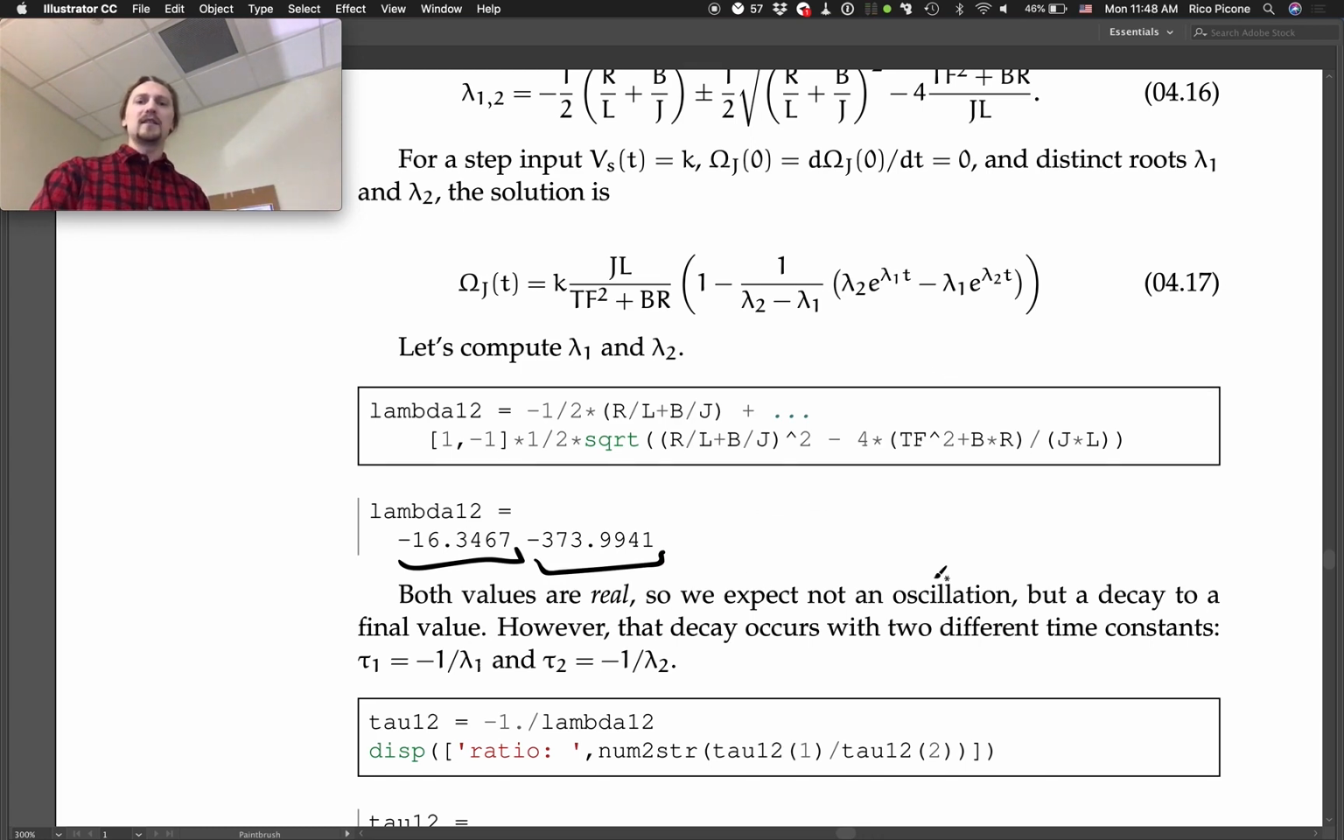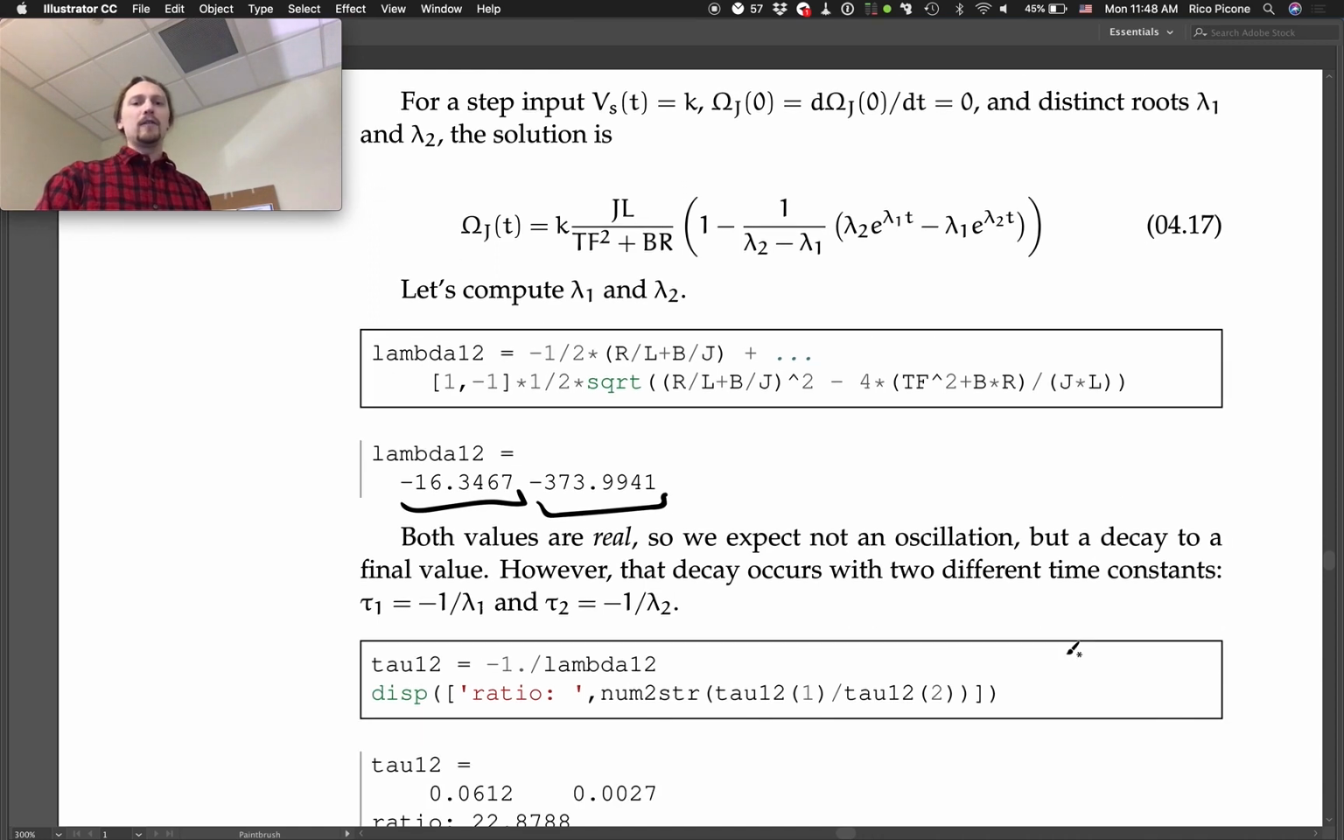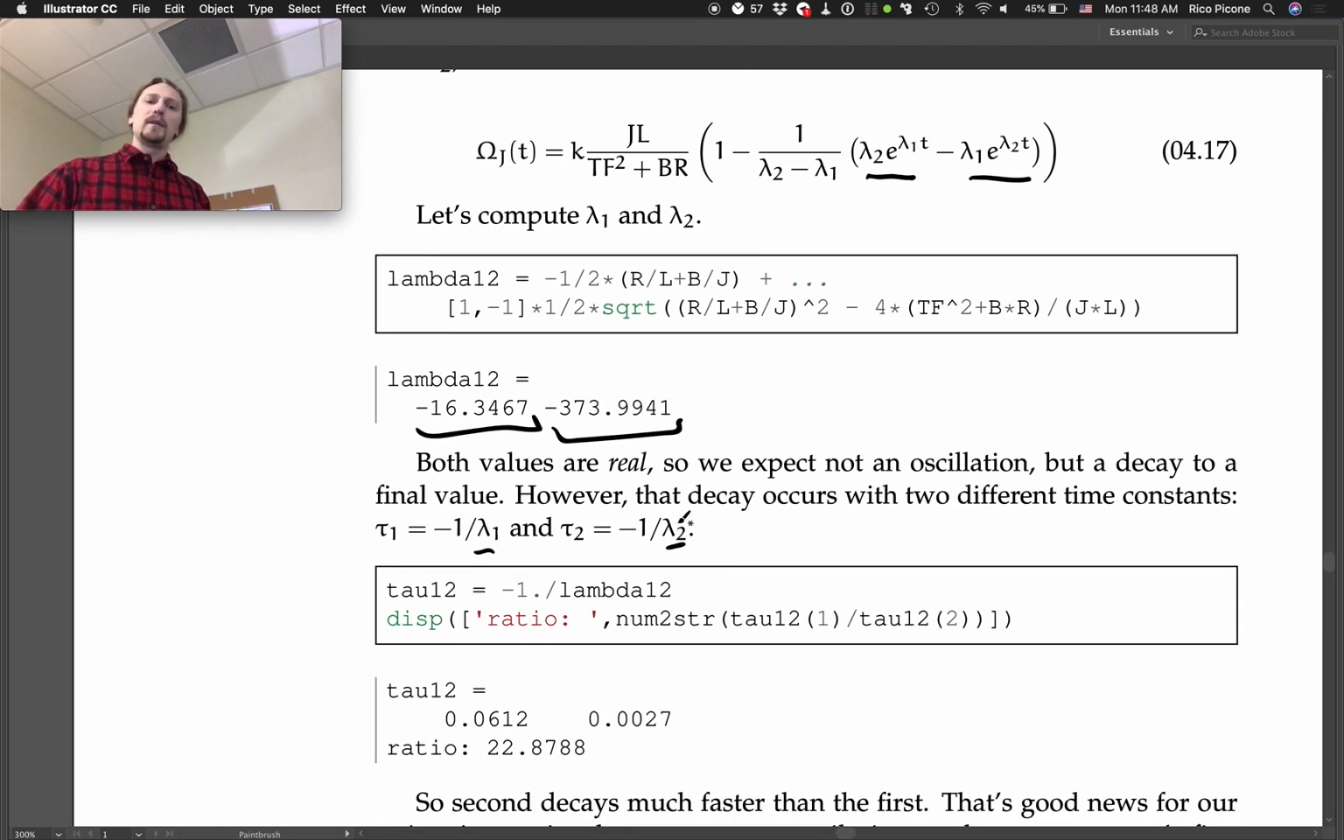So we expect not an oscillation, but a decay to a final value. However, that decay occurs with two different time constants, right? So it's going to be an additive effect of two different time constants, one coming from this term, the other coming from this term. But let's look at these different time constants, the tau 1 and tau 2 corresponding to lambda 1 and lambda 2. If we look at them, we see that they're drastically different, a factor of over 22 different.